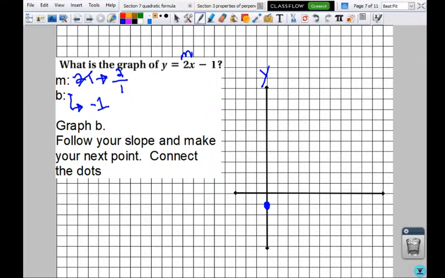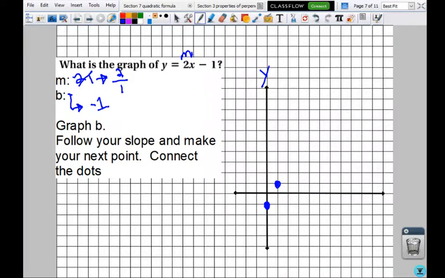And from there I'm going to follow my slope. I'm going to put another dot, not from the middle, but from the y-intercept. I'm going to follow my slope, my m. It is 2 over 1. So the slope is rise over run. I'm going to go up 1, 2. I'm going to go right 1. And I'm going to put a second dot. This is really all I need for my line.